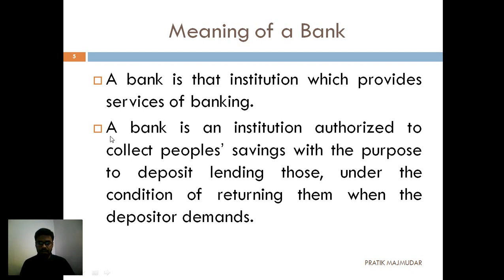And another definition which you need to learn is: a bank is an institution authorized to collect people's savings with the purpose to deposit, and to lend those under the condition of returning them when the depositor demands. So basically there are 2 functions of the bank: one is collection of money and second is lending of money. What is called collection of money? People deposit their savings into their accounts, that means into the banks. Then the banking institute lends the money to the people who have requirements of money. This is the main function of the bank.